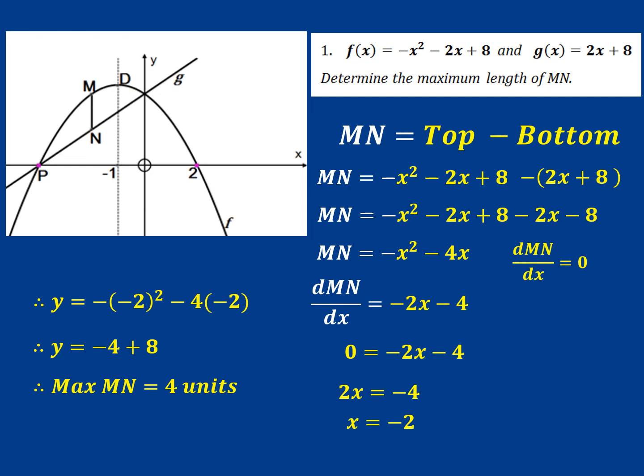So if you have a parabola and a straight line, you have two methods. You can either use minus b over 2a, or you can use the first derivative equal to 0. Unfortunately, if you've got a hyperbola and a straight line, you will have to make the first derivative equal to 0 in order to determine the minimum or maximum distance.